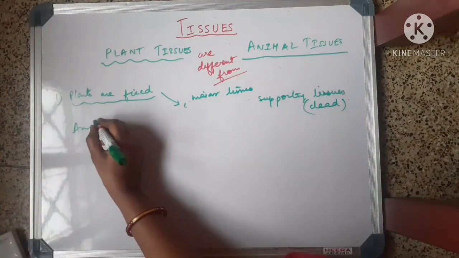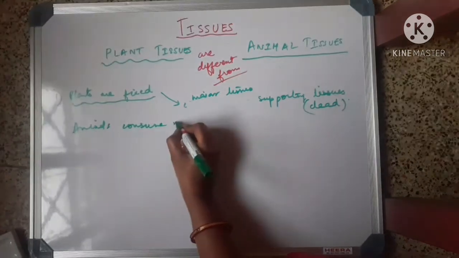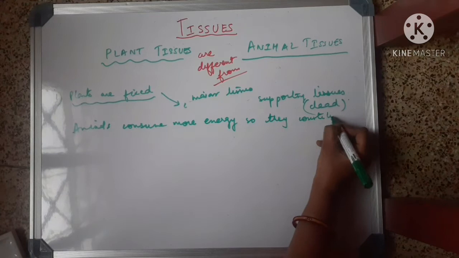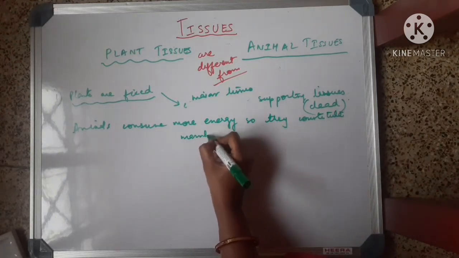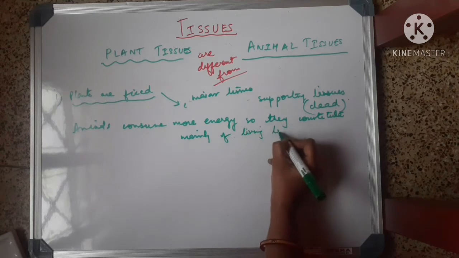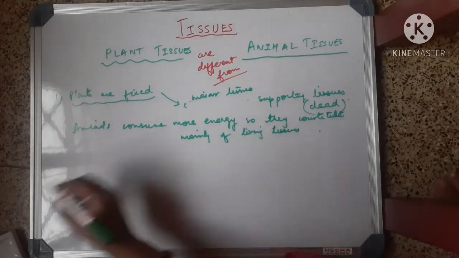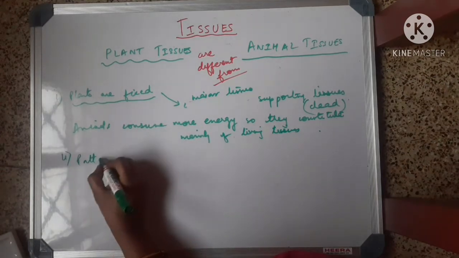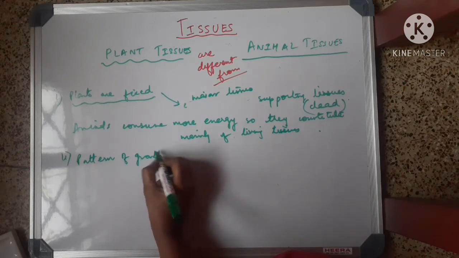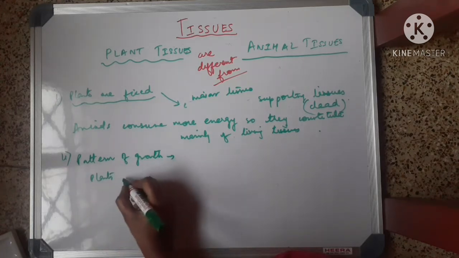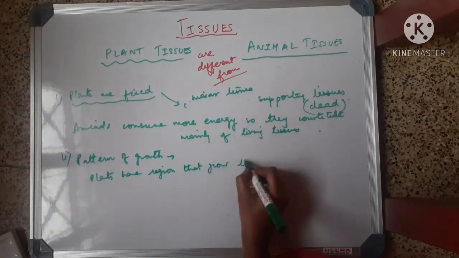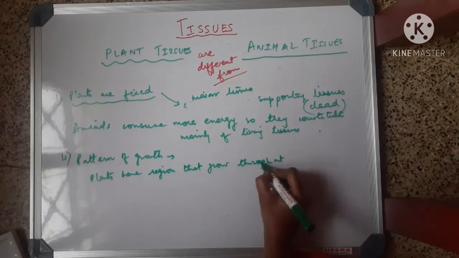Now, since animals move about, animals consume more energy for their life activities, so they constitute mainly of living tissues. Here is one difference between plant and animal tissues based on their nature. Now the second one is pattern of growth. Plants have regions that grow throughout their lives.